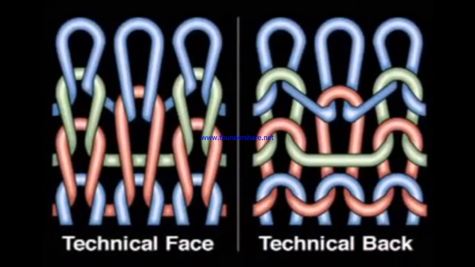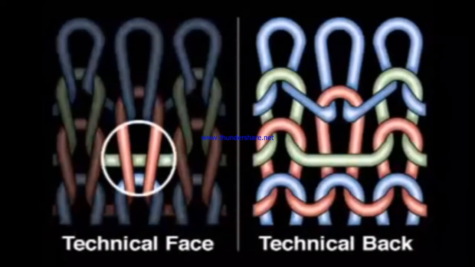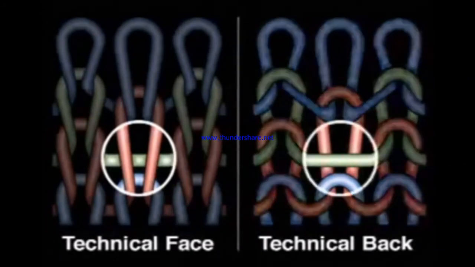Okay, now another structure is called float structure, float stitch, where the green color thread has been floated. You can see the difference in structure in the position where the thread is floated in the back of the fabric, in the technical back of the fabric. When you see the technical back, you will see the float.